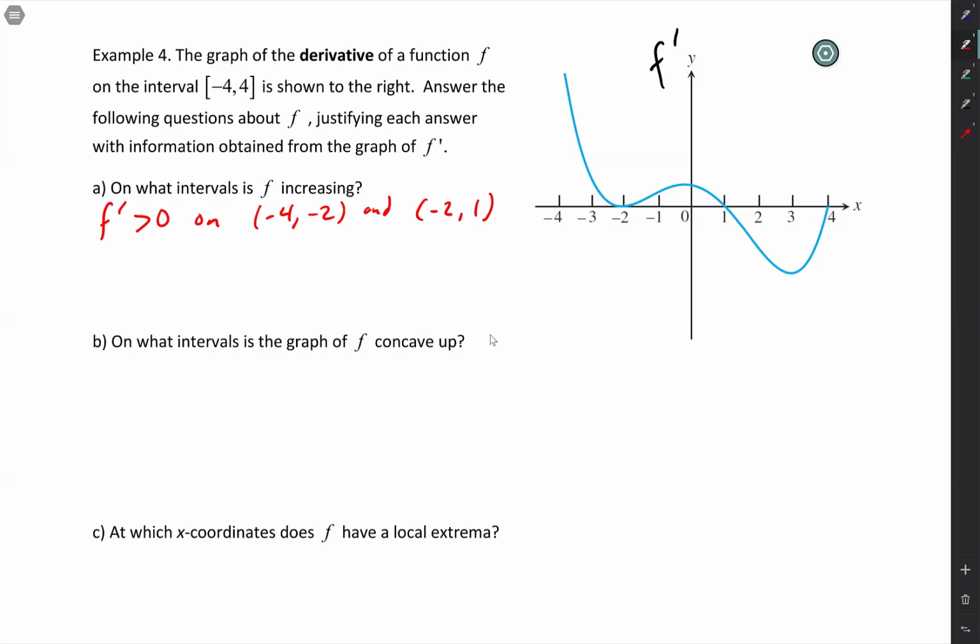Does that make sense? Or no? Correct. Let's not get ahead of ourselves. I'm above the x-axis. This is f prime, so f prime is positive. Everything above this line, the y values are positive. But these are not y values, these are f prime values. Does that make sense? Okay.